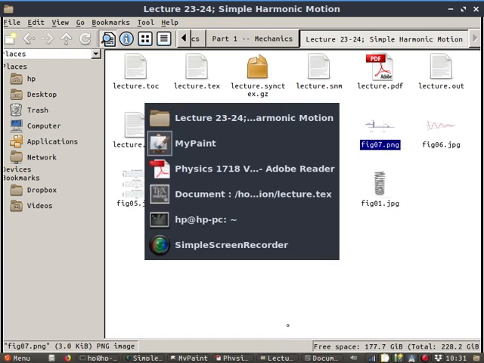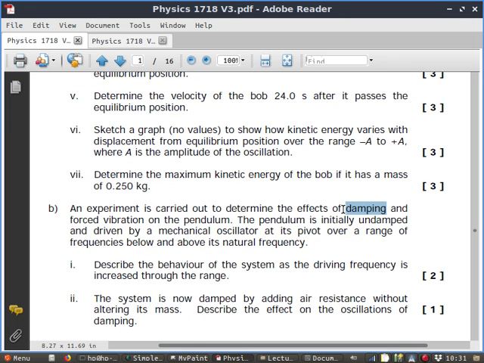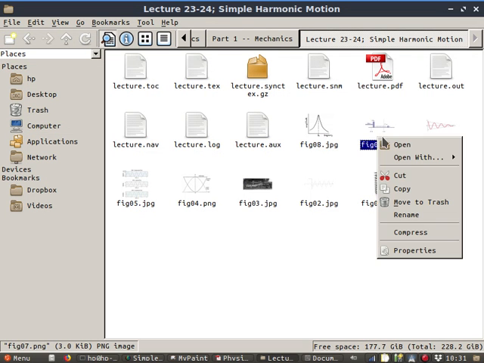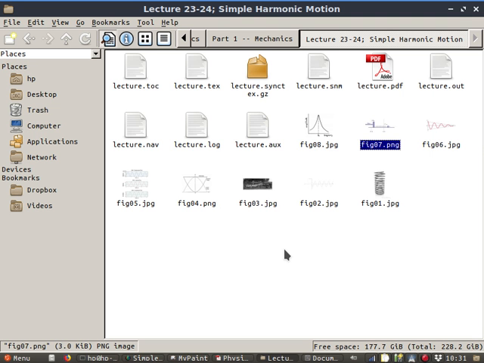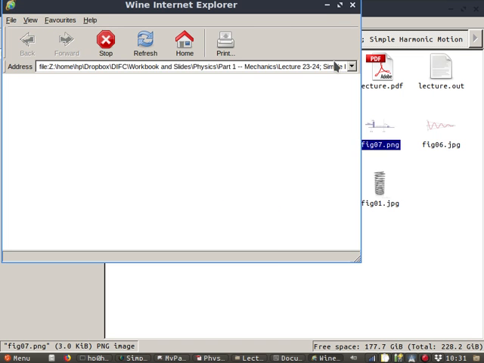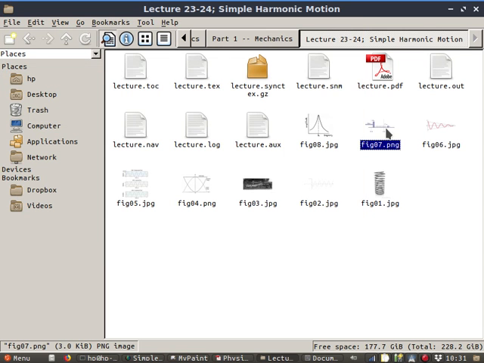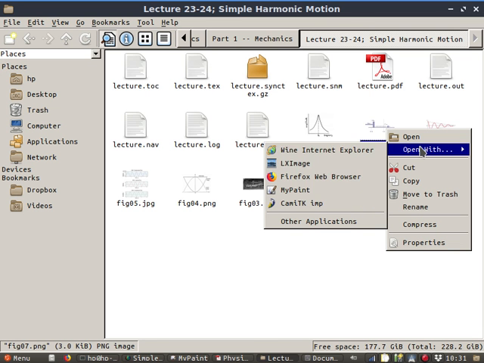He makes me sad. Right, so here they're talking about the damping, the undamping, and the driven by the mechanical oscillator. I shall show you the picture here once it opens. Come on, open up. Here we go. Where is it? Come on. Open with image.